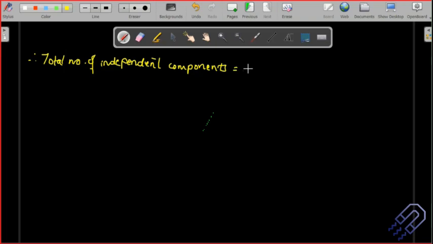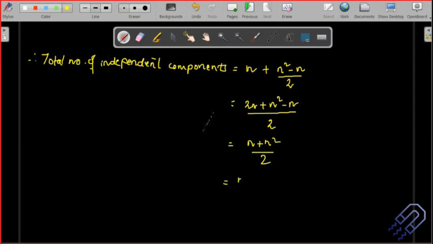is equal to, diagonally there are n distinct elements, so it is n, plus the independent components when we are considering the other term, n square minus n. But the problem is it's a symmetric property, so terms get repeated, so we will just divide it by 2. So if I do the LCM, this is 2n plus n square minus n divided by 2. So this is n plus n square divided by 2, which is equal to, take n common, n times n plus 1 divided by 2. Proved.